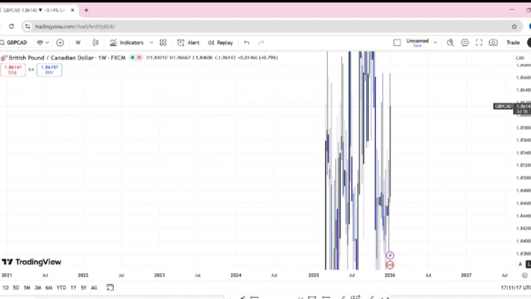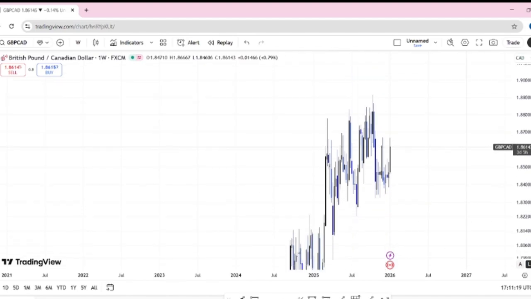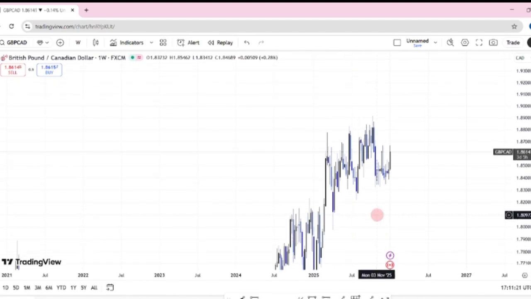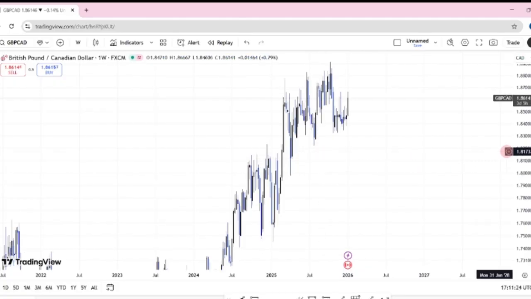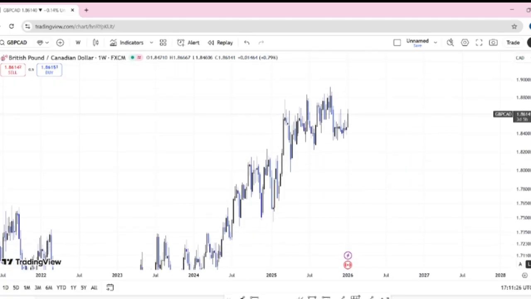Alright, so this is GBPCAD on the weekly time frame. So this is what we have on the weekly time frame. And what can you see? You can see the price is bullish. I think the entire market is just bullish.